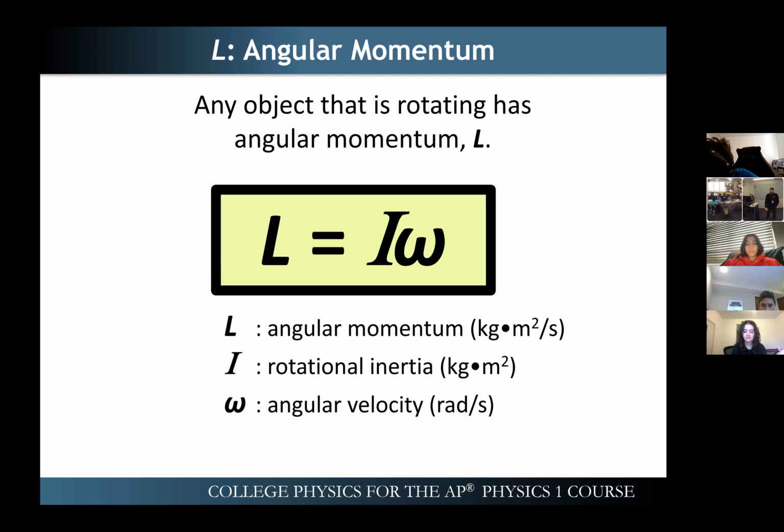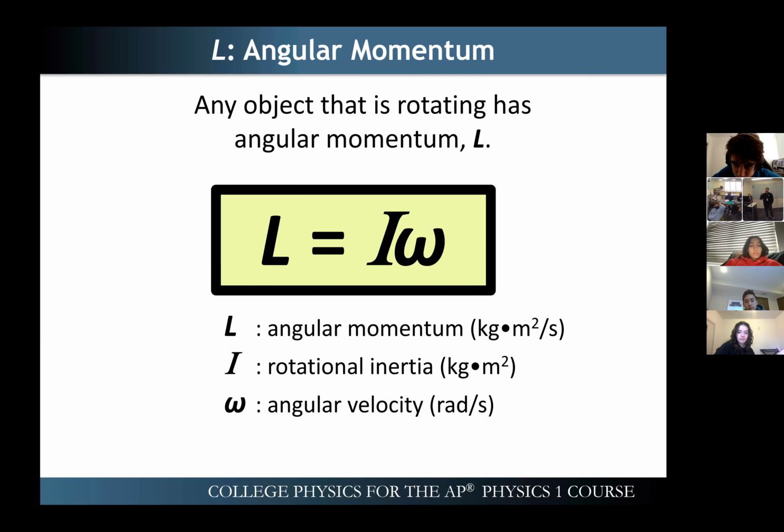There's an L in the word angular, but for linear it's P, so I don't know where that comes from. Anyway, they use L for angular momentum. We're going to see linear momentum here in a few slides. It's actually lowercase p. Now, angular momentum has the units kilograms times meters squared per second.